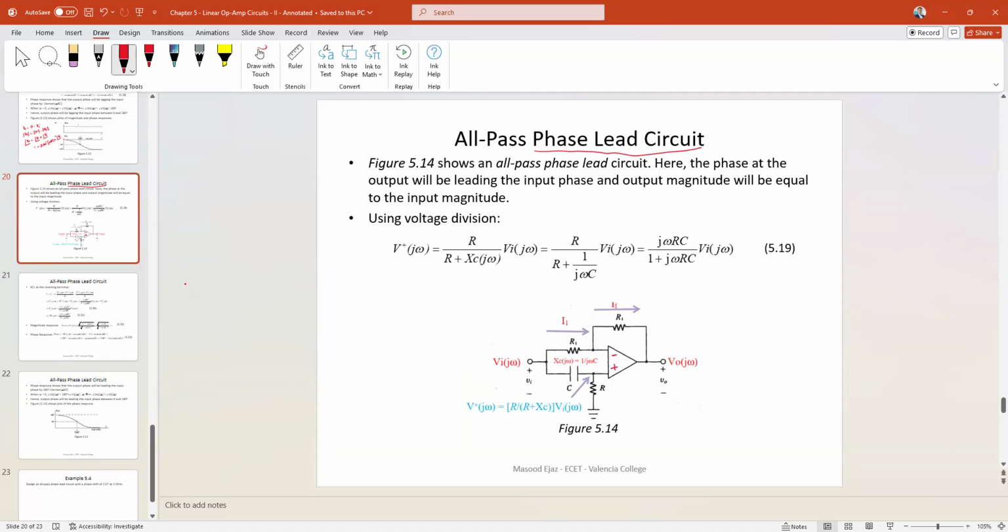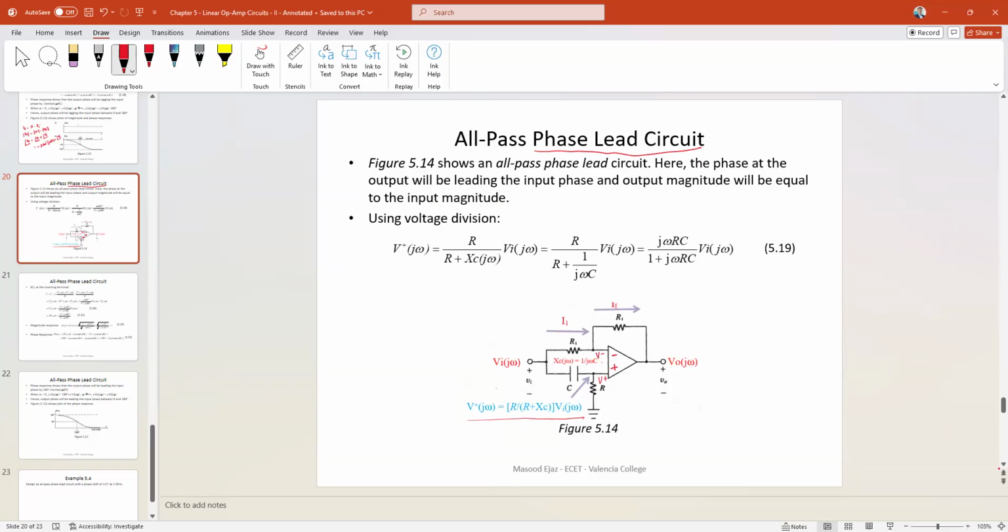And we do the same thing. We apply voltage division at the non-inverting terminal. We are going to get the voltage across the resistance as V positive, and that is going to be V input times R divided by R plus XC, which is given right over here. And this voltage will be the same as V negative.